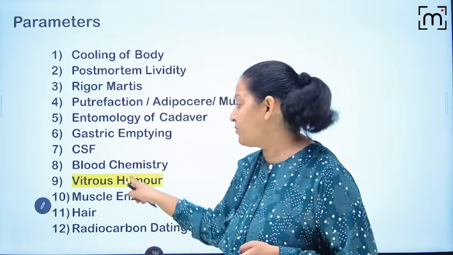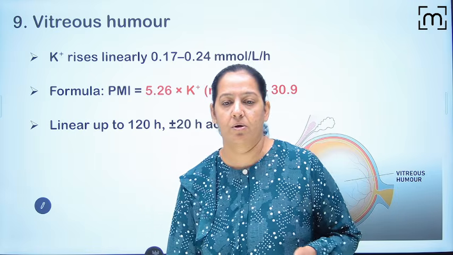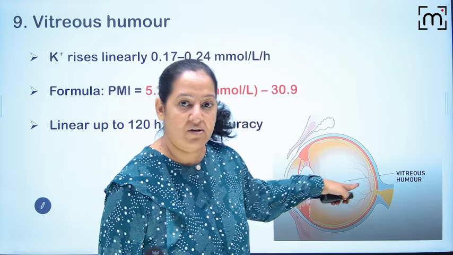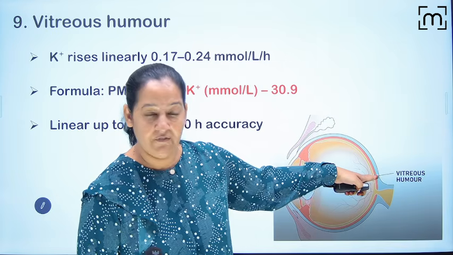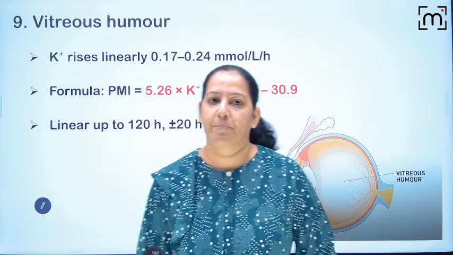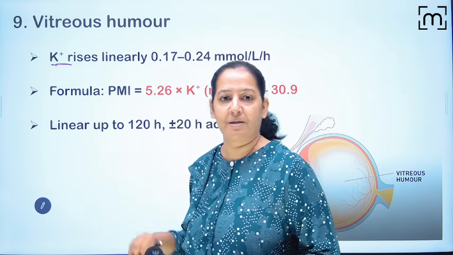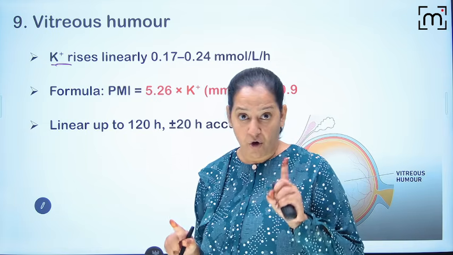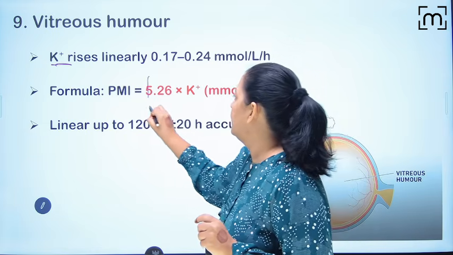That is blood chemistry. The next, we can take the vitreous humor of the dead body. Yesterday also I taught you this. We will take the vitreous humor from the dead person, aspirate it, and again we will look at the potassium. Here also, like the CSF, we will see the potassium, and it has a linear relation. There is a formula also if you want to learn. This is the formula.